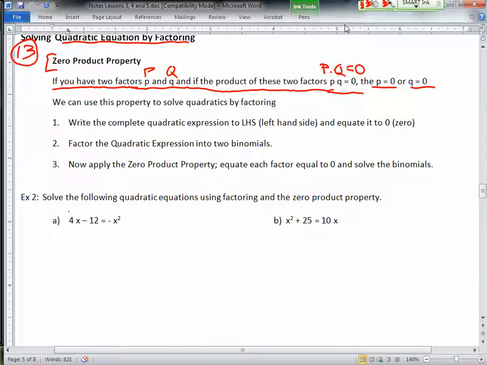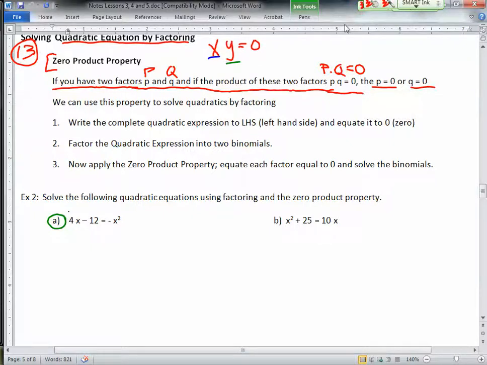Another way of looking at it is, if I have X times Y, and I know that's equal to 0, well then either X must be 0 or Y must be 0. That's just kind of a logic thing. So we're going to use that along with what we did during the warm-up to solve these quadratic expressions down here below.